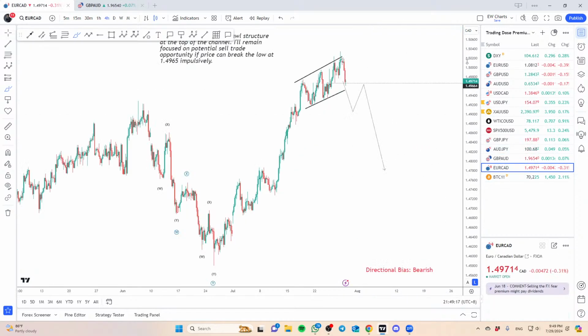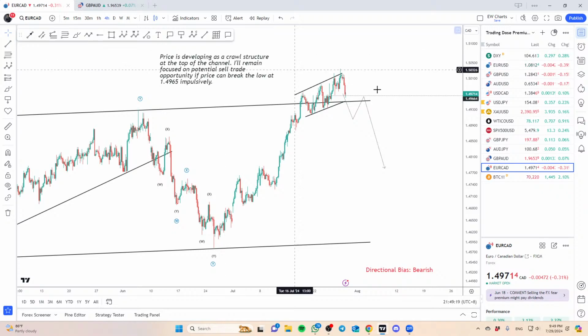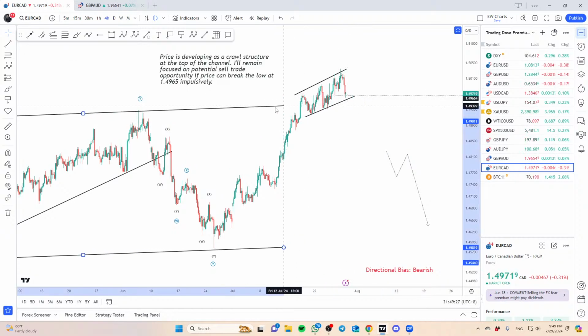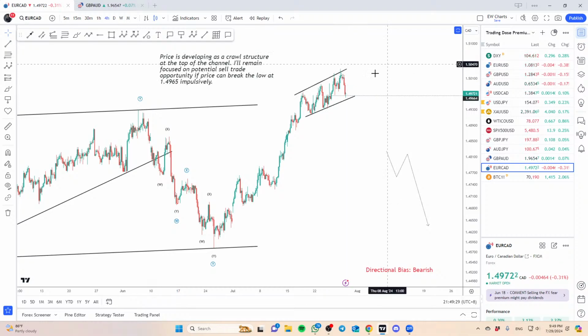Euro Canadian, definitely focusing on the sell side of things. Last week, actually, I was already anticipating that, looking for that potential move to the downside. It took a little bit more time to develop, but I think right now it's quite clear. Definitely my bias here is bearish, right? I'll be more inclined to look for sell trade opportunities instead of buying it.